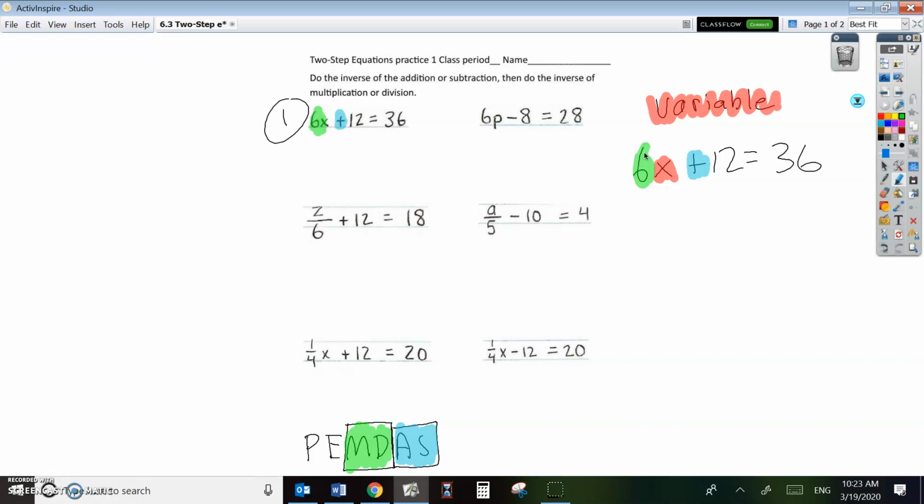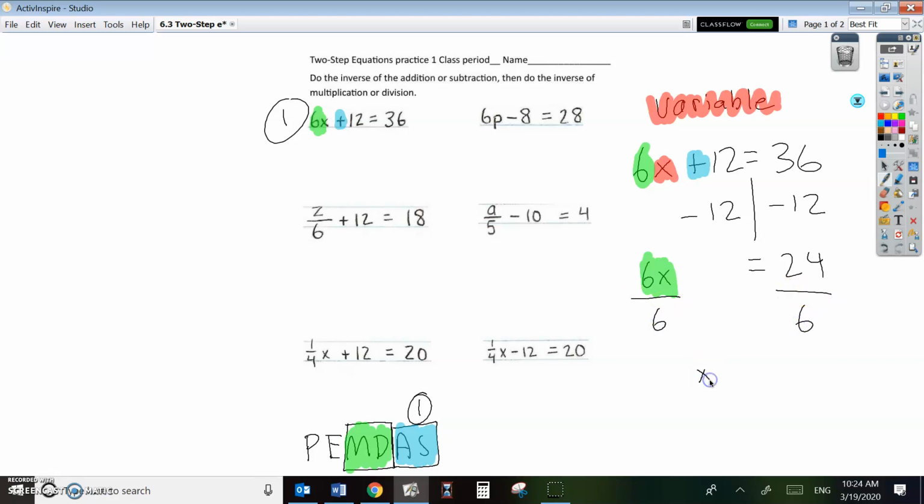And here is how you solve it. The first thing you need to do is undo addition and subtraction. That's the first thing that you need to do. So make it balance. Subtract 12 from both sides. Bring 6x straight down. Plus 12 minus 12 cancel. And then you get 24 because 36 minus 12 is 24. This here is multiplication. This is 6 times the variable x. So we want to do the inverse operation and divide by 6 on both sides.